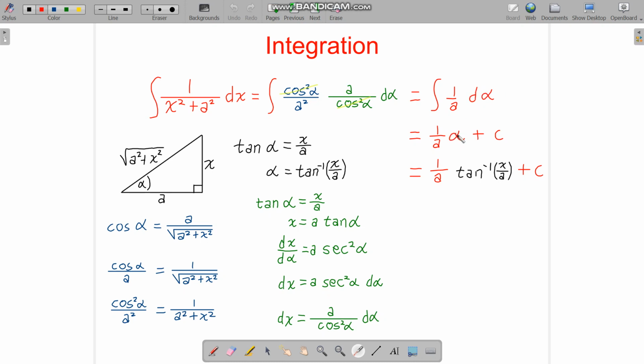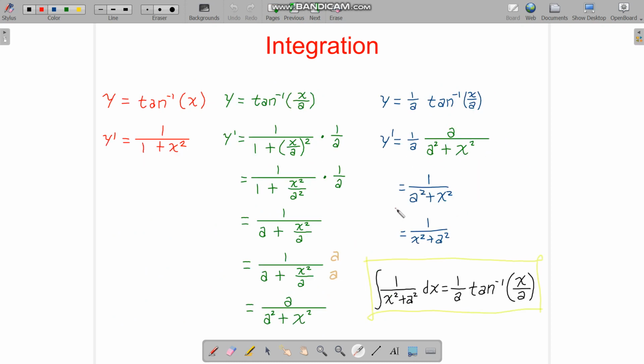And the alpha is, from this definition of tangent x over a, the alpha is inverse tangent x over a. So this is the alpha, inverse tangent x over a. So that's how we derive the formula using another method, and we get exactly the same result.